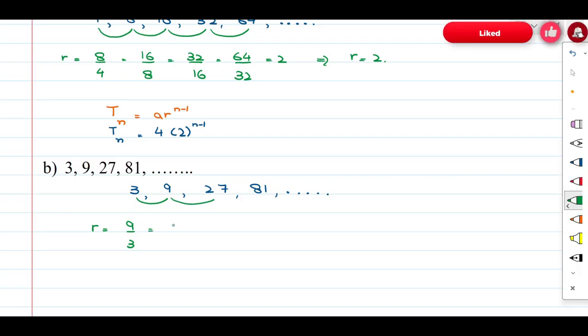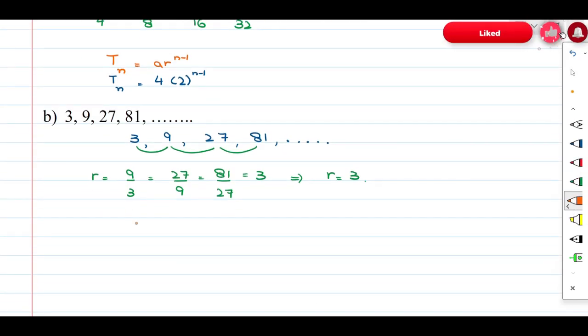The common ratio between 9 and 27 is 27 by 9. 9 times 3 is 27, again 3. The ratio between 27 and 81, 81 over 27, is also equal to 3. So we come to know that the common ratio for that sequence is 3. So when the sequence has a common ratio, then that sequence is a geometric sequence or an exponential sequence. And we know the nth term formula for the geometric sequence is Tn equals a r power n minus 1. So let me write them down.